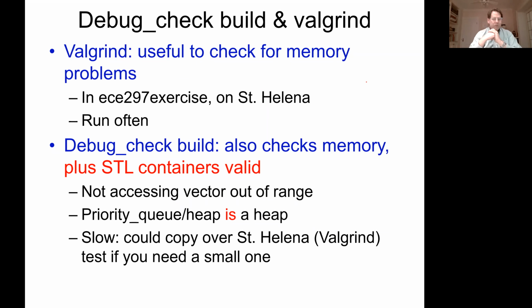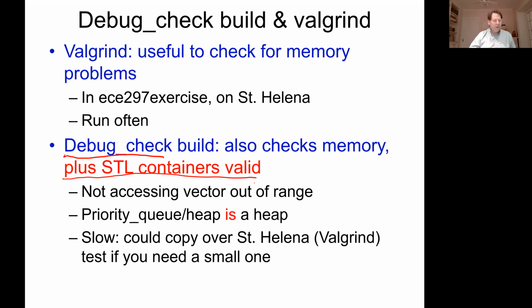Valgrind obviously is really useful to check for memory problems. So there is a valgrind test in exercise. You want to run it often because if you've got any memory corruption issues, you want to get rid of them right away because otherwise it's really hard to reason about your program. You can't debug it. It's also a good idea to run the debug check build. It overlaps a lot with valgrind. It will check for memory problems, but it checks for another thing that valgrind won't check for, which is that the STL containers are valid.